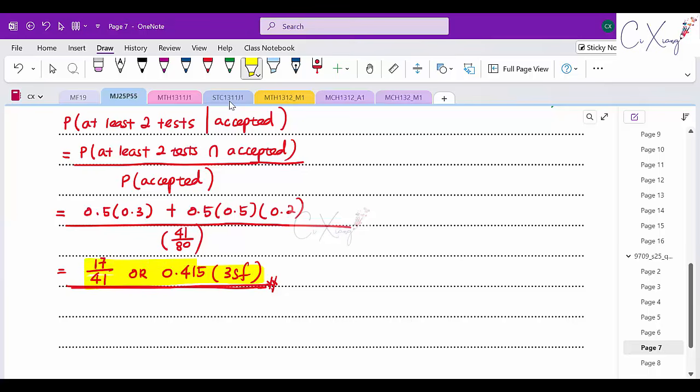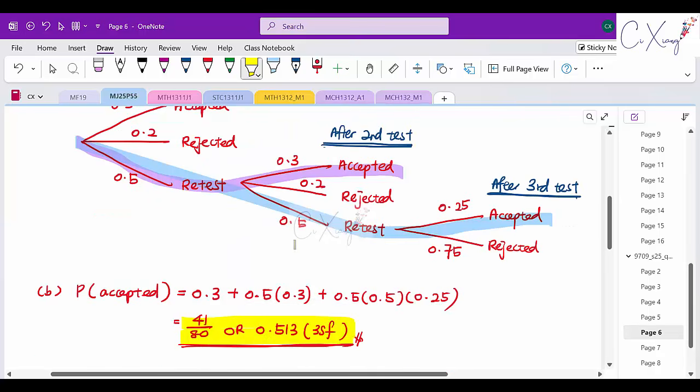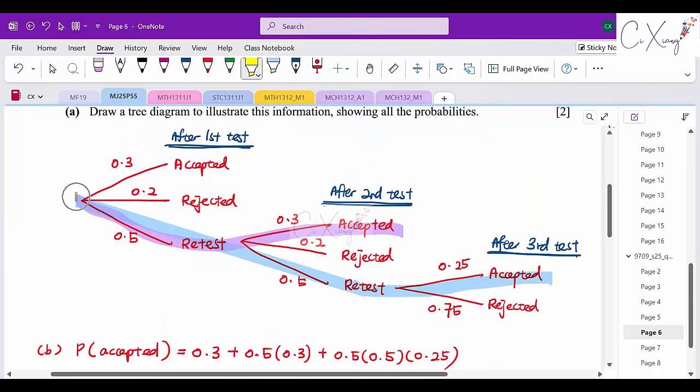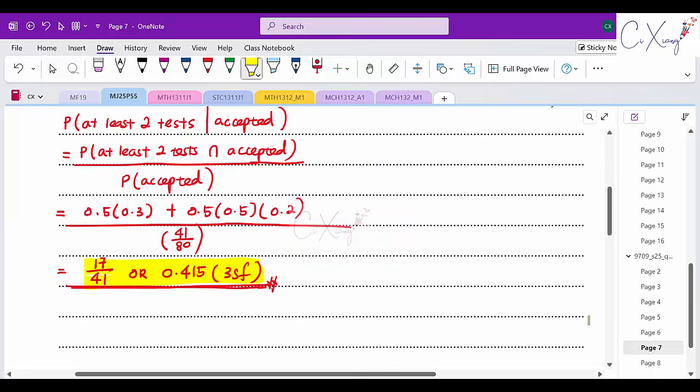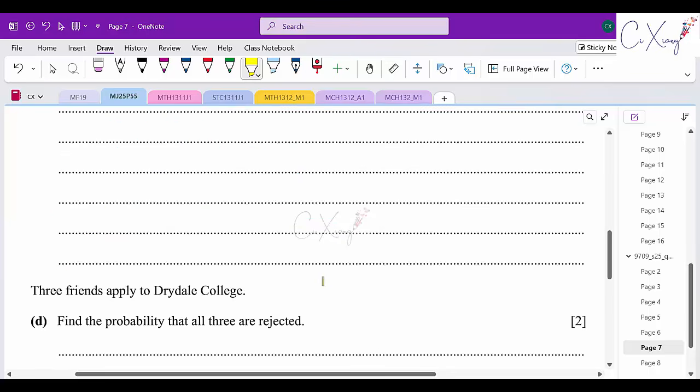Alright, and then this question is a little bit tricky because when they're talking about at least 2 tests, some students might not be aware that, oh, actually they are having the first test here. So first test is here, this is the second test, then being accepted. Then we're having first test, second test, third test, then being accepted. So a lot of students might not be aware that actually I'm having the first test. So they might do the wrong calculation. Alright, so please take note of this. This is maybe a little bit of a tricky part. Okay, right, then let's continue further.